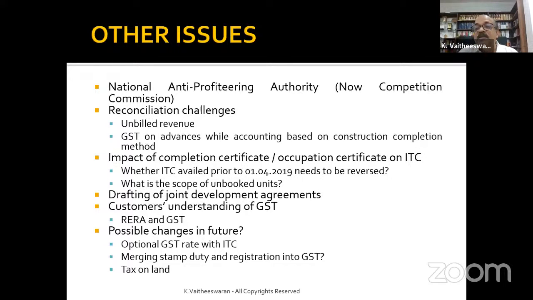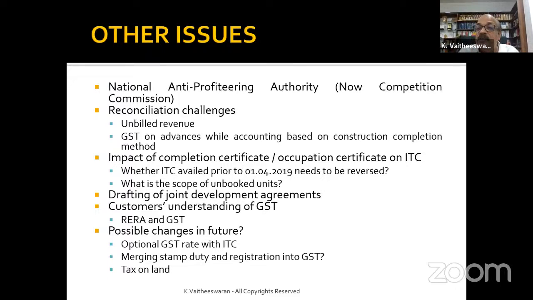Biggest challenge would be customers' understanding of GST. Therefore, if you're signing a new JDA with the landowner, sit with the landowner, explain to him that this would be the quantum of GST, and put it in the agreement in terms of computation mechanisms, etc. Because later on, mind you, it's a stuck situation. You cannot move this way or that way.